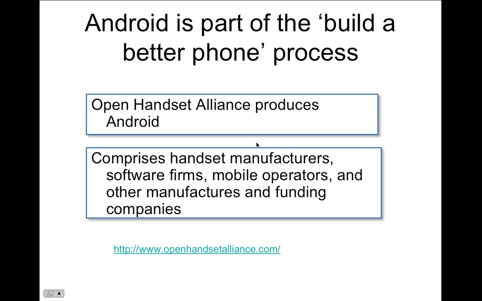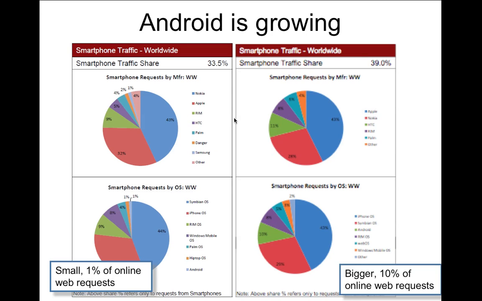So it comprises handset manufacturers, software firms, mobile operators, and funding companies. If you want more information on it, you can click on this link and it still works. This is information on the Open Handset Alliance, which is actually the main producer, although Google is also a part of the Open Handset Alliance program.